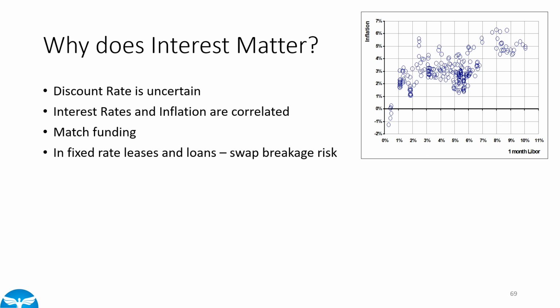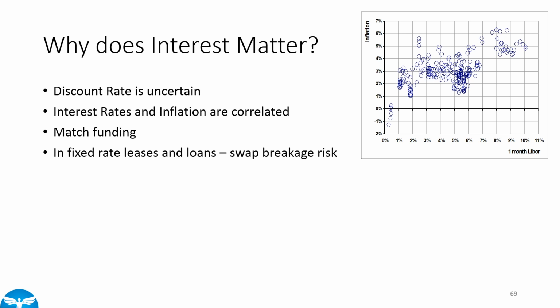So why does interest matter for us? Well, first, the discount rate that we use in the net present valuing is uncertain, because we don't know what the rate is going to be out in the future. We know the rate today, but we don't know the rate in a year or two from now.